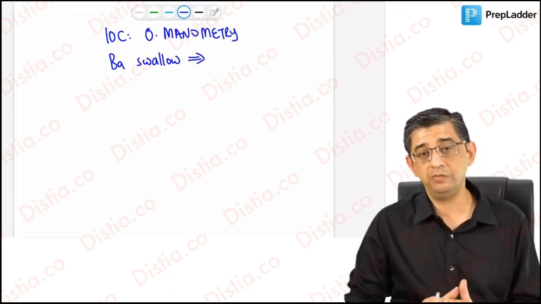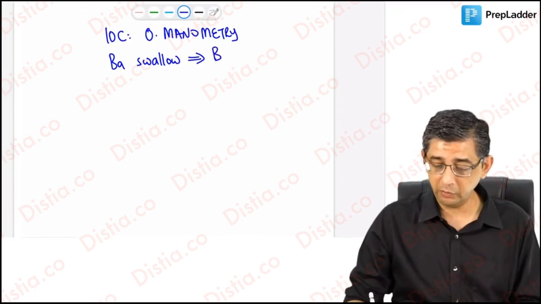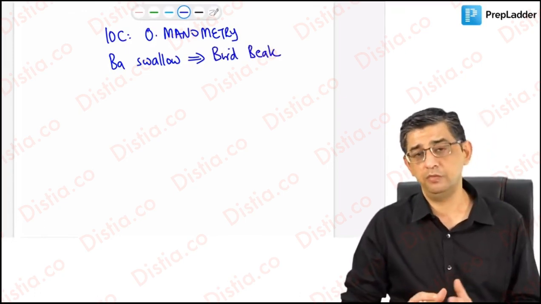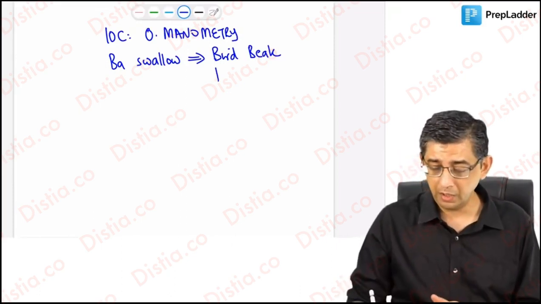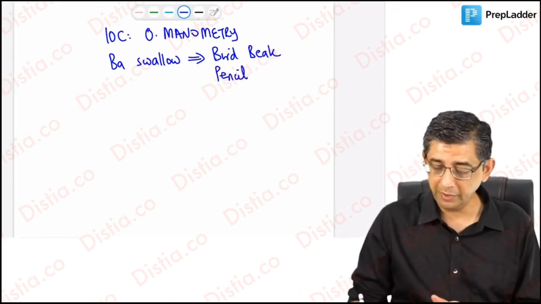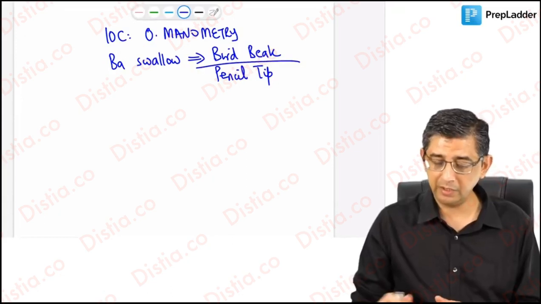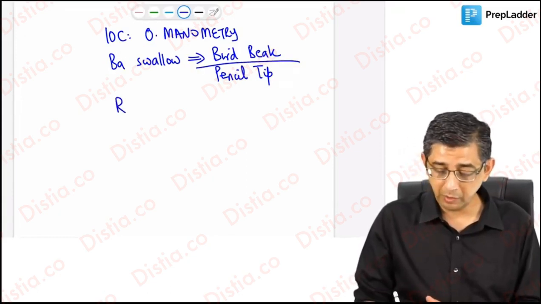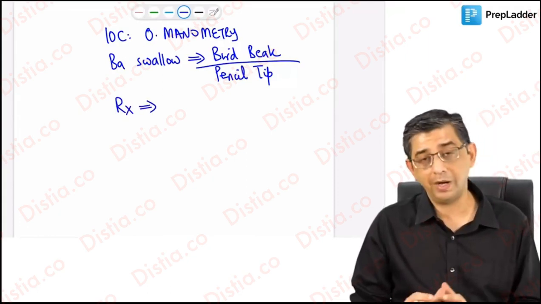When it comes to the barium swallow finding of this patient, the main finding that you will encounter will be a bird beak defect, which can be confused with a rat tail also. I'll try to explain to you how both can be differentiated. Do remember the fact that bird beak versus pencil tip, they both imply the same. In a few seconds from now, I'll explain how to differentiate from a rat tail appearance.